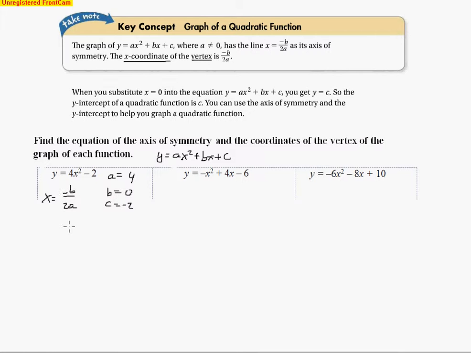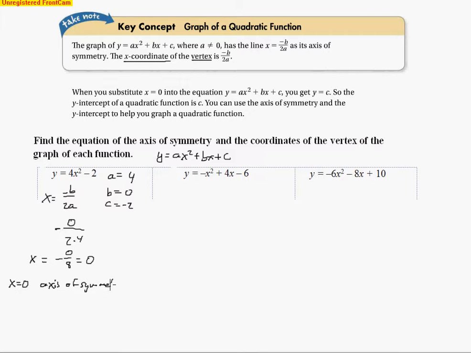So when I go ahead and substitute it in, I have 0 over 2 times 4, and the opposite of that. Well, 0 over 8 is just 0, so x equals 0. See, that's what we had before. Negative 2 would be the y-intercept, where that would cross. Well, now I know what the axis of symmetry is. It's x equals 0, and this is the axis of symmetry.